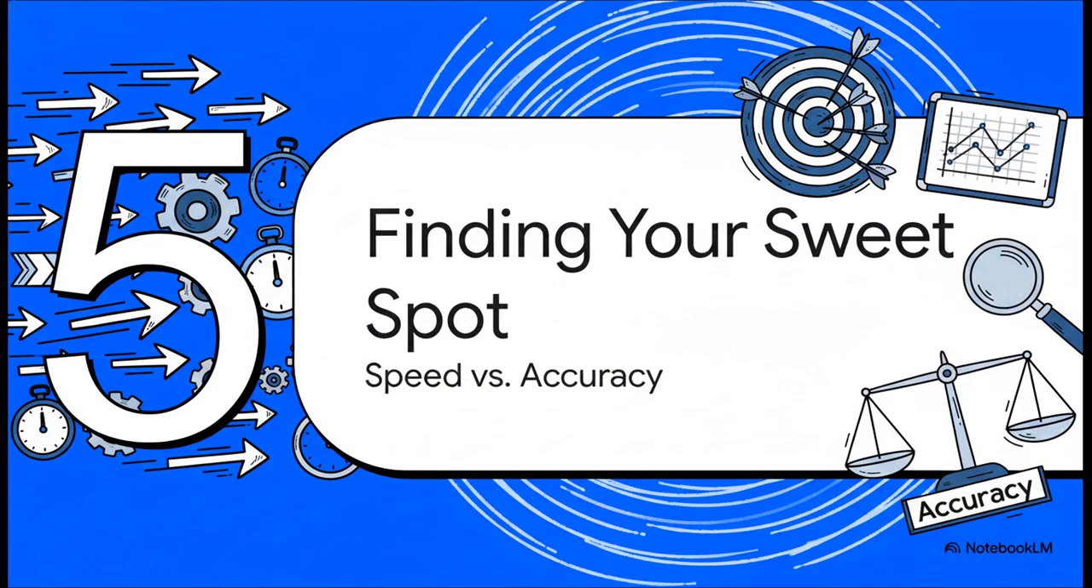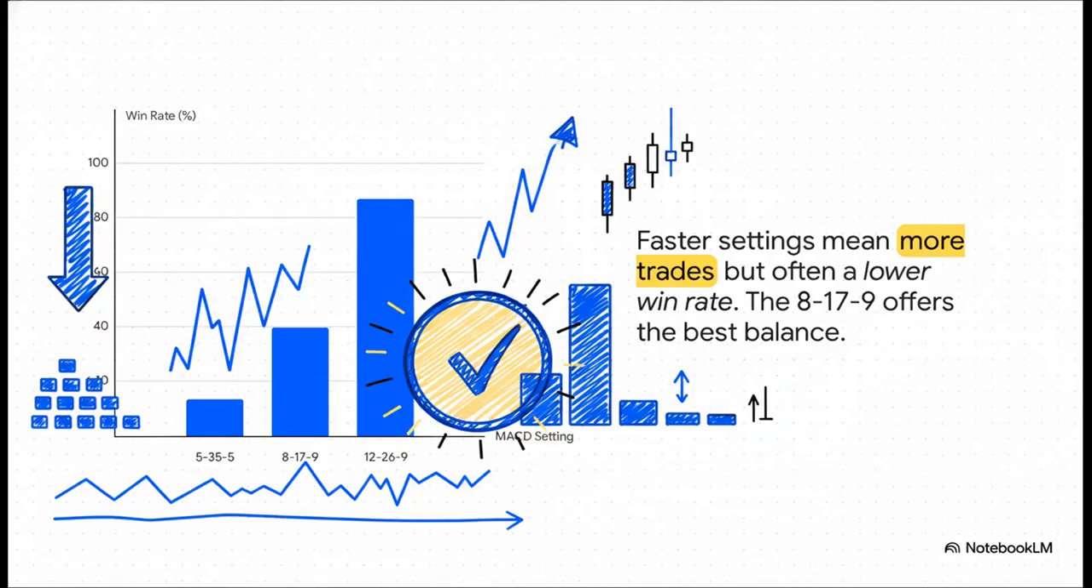So we've covered faster settings. We've covered advanced signals like divergence. Now it's time to bring it all together and talk about finding your personal sweet spot. This is all about that crucial balance between the speed of your signals and their accuracy. Now check out this chart because it lays out the trade-off perfectly.